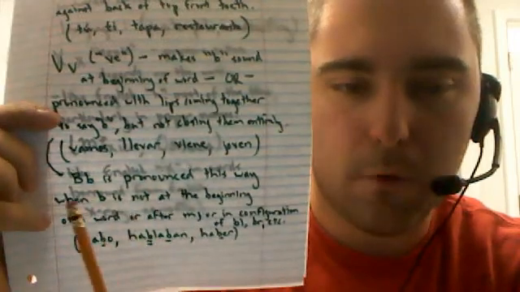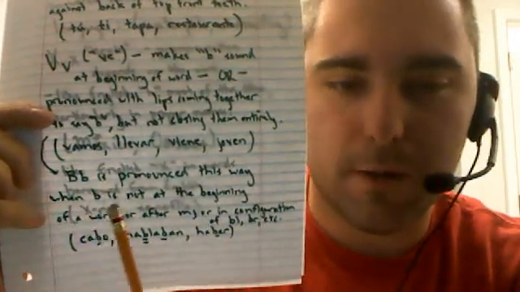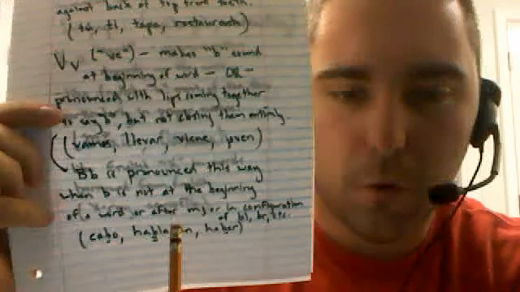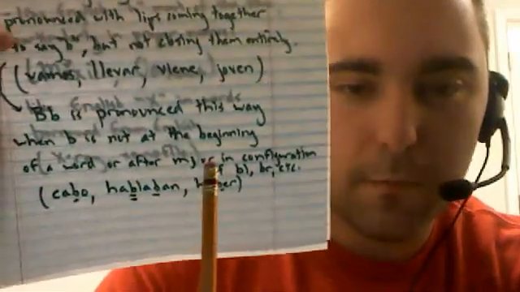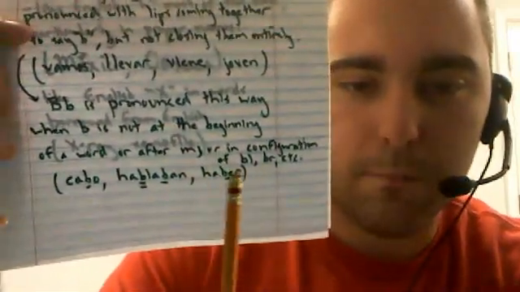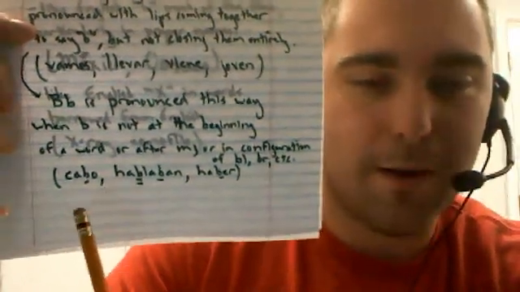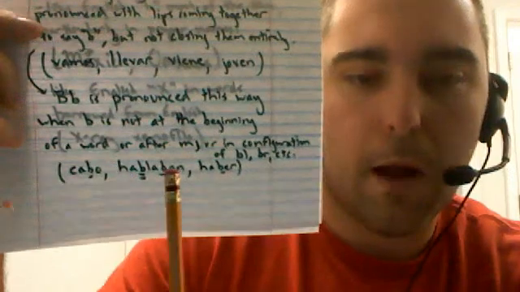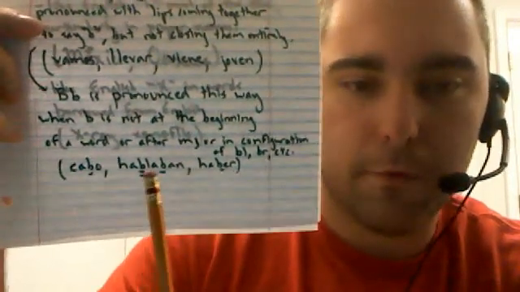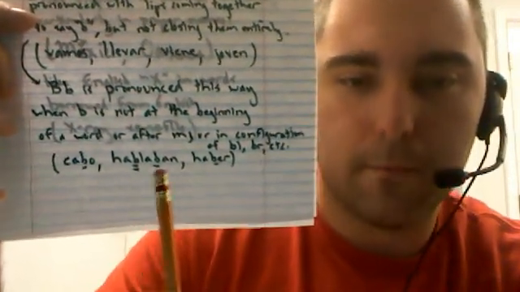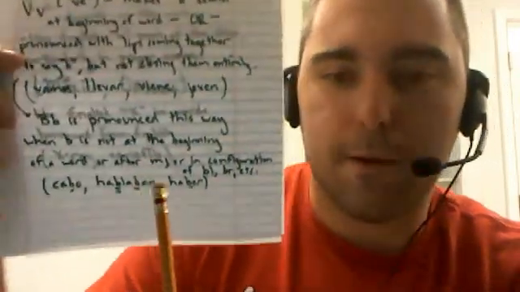And B, or be, is also pronounced this way when it's not at the beginning of a word, or after the letter M, or in a configuration of BL or BR. It's complicated pronunciation rules. Cabo, hablaban, notice both B's in hablaban, and haber, or haver, sorry.